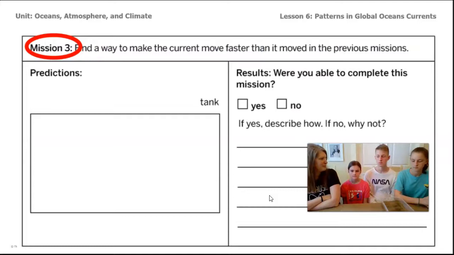So we just completed mission 3, and Jacob, tell us about your results. Were you able to complete this mission? Yeah, it moved faster when you blew faster. Okay, that was good. So increasing the speed of the wind increases the speed of the current.